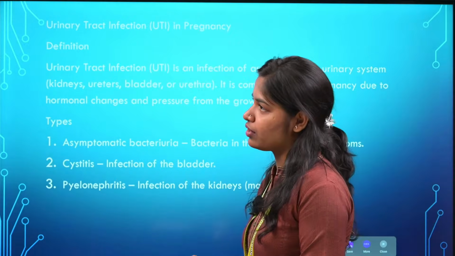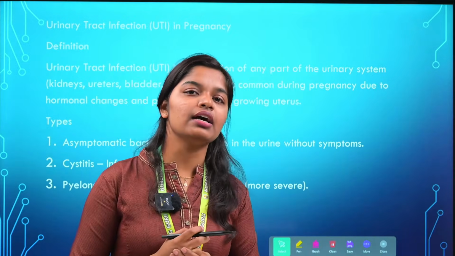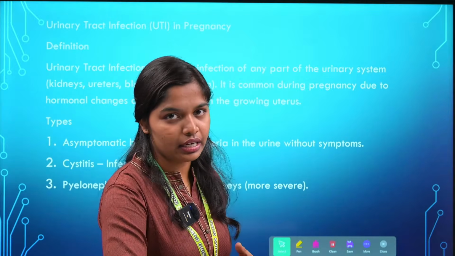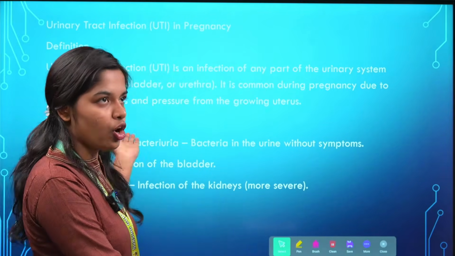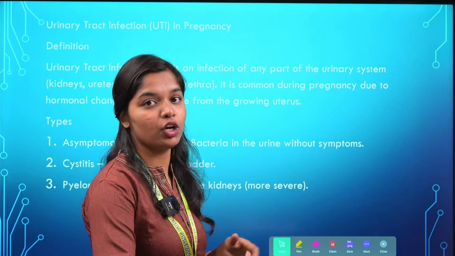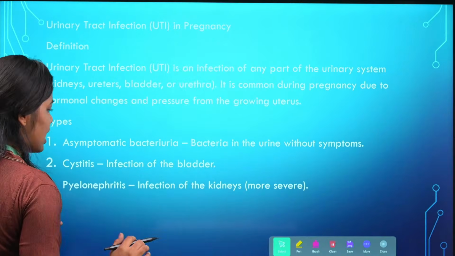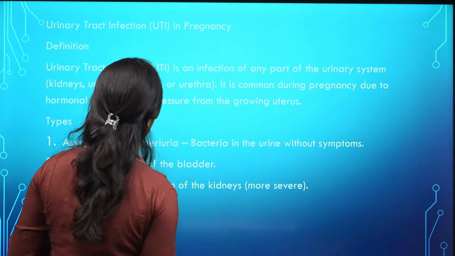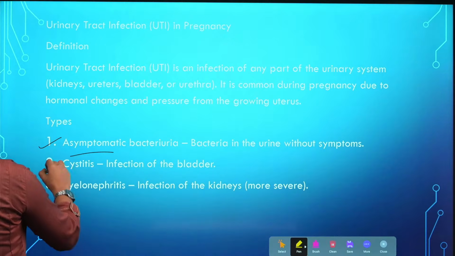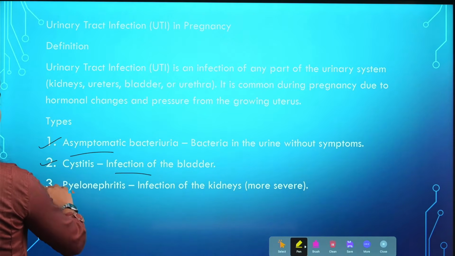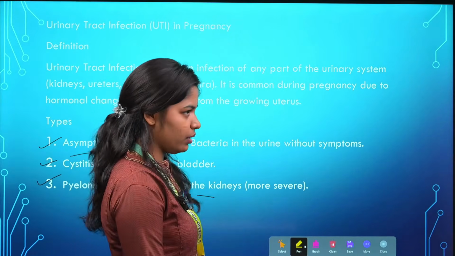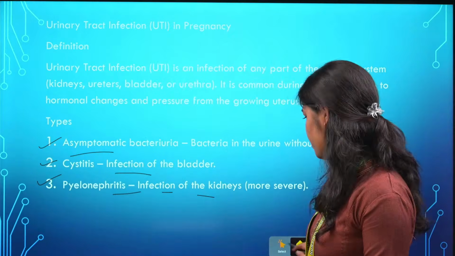The urinary tract infection is one of the common infections which occurs at the time of pregnancy due to hormonal changes or the pressure from the growing fetus. The types of urinary tract infection include asymptomatic bacteriuria, or bacterial infection without symptoms, cystitis, the infection of the bladder, and pyelonephritis, infection of the kidney. It is a more severe condition in the UTI.